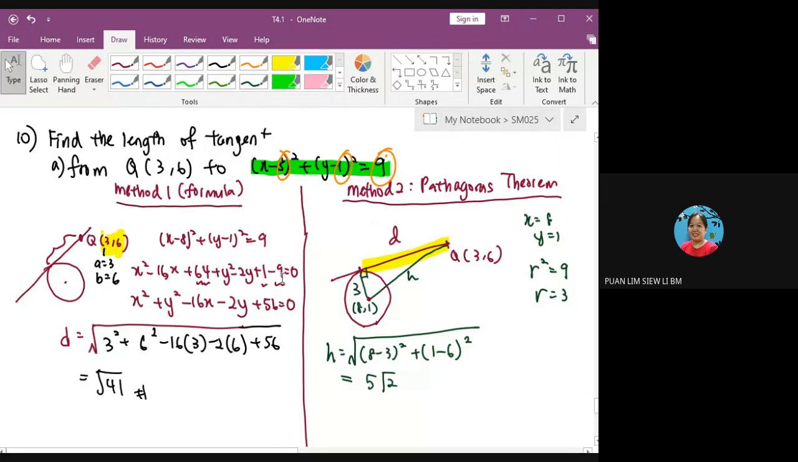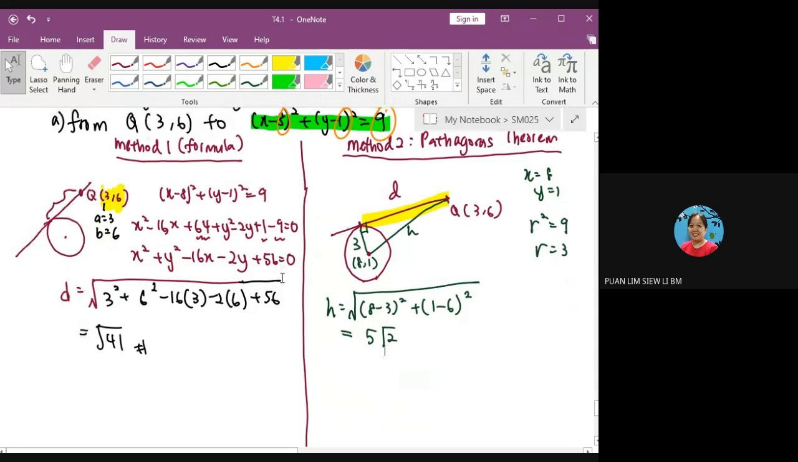Then by using your Pythagoras theorem, your h square will be equal to 3 square plus d square. So the d square here will be 50 minus 9. So d will be square root 41. So they will have the same answer, but a different method.